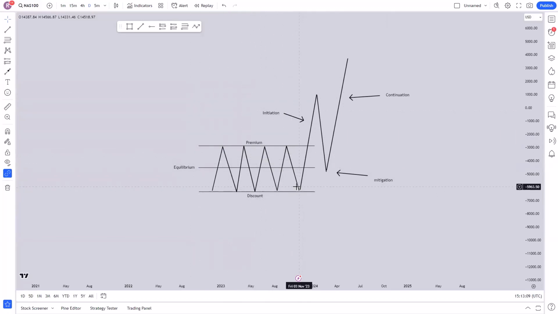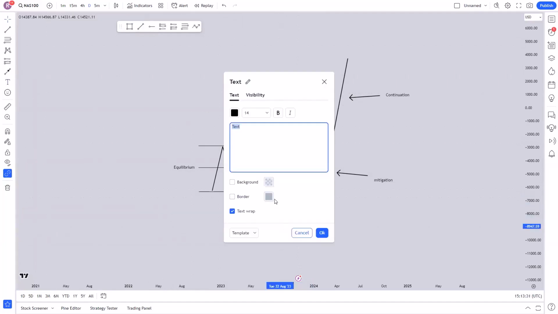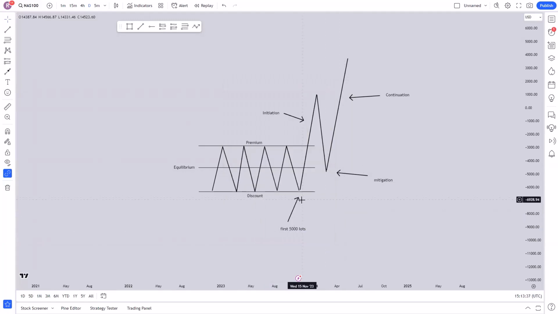So let's say they would probably put 5,000, so half of it first into the markets, which then obviously is that initiation. This is the first clue of a move that we could potentially participate in. Okay, so let's say this is the first 5,000 lots. So let's just mark that out. So let's say that's the first 5,000 lots.